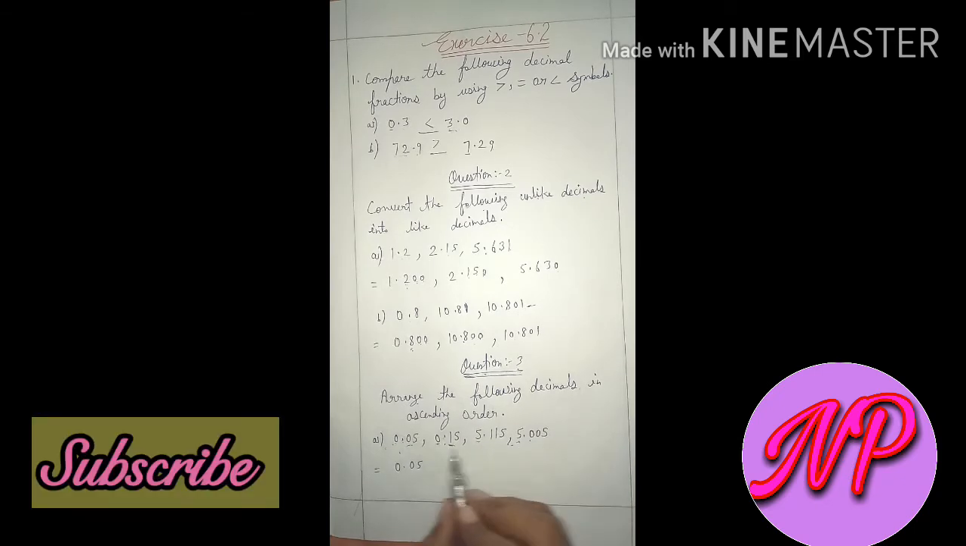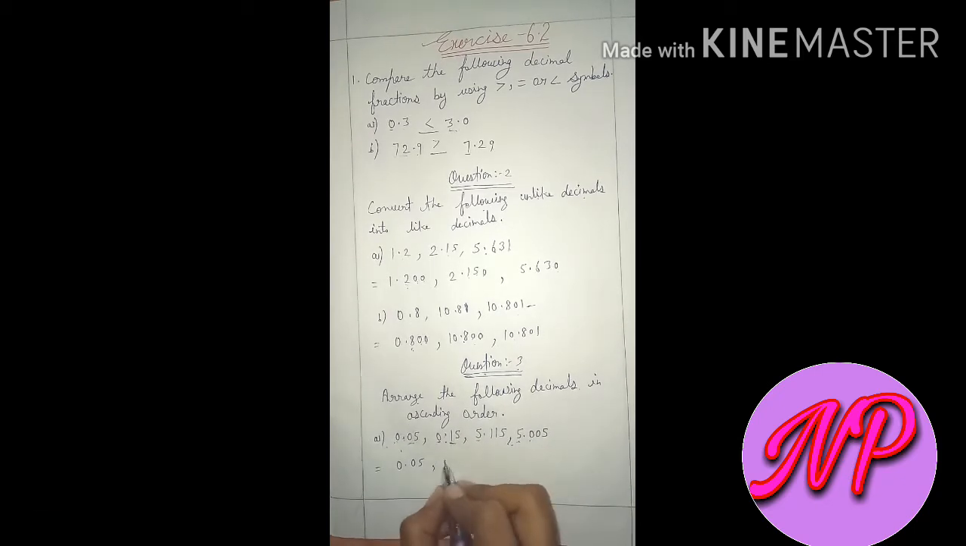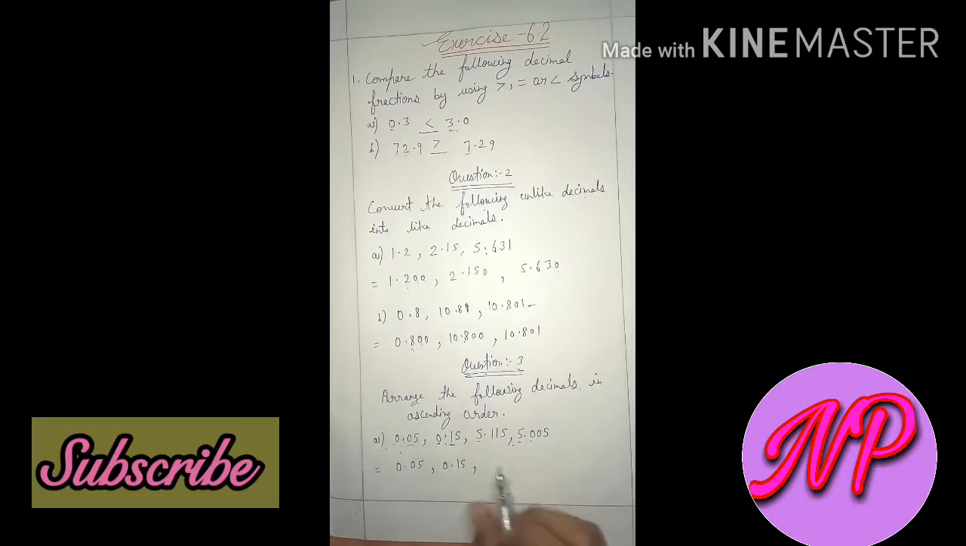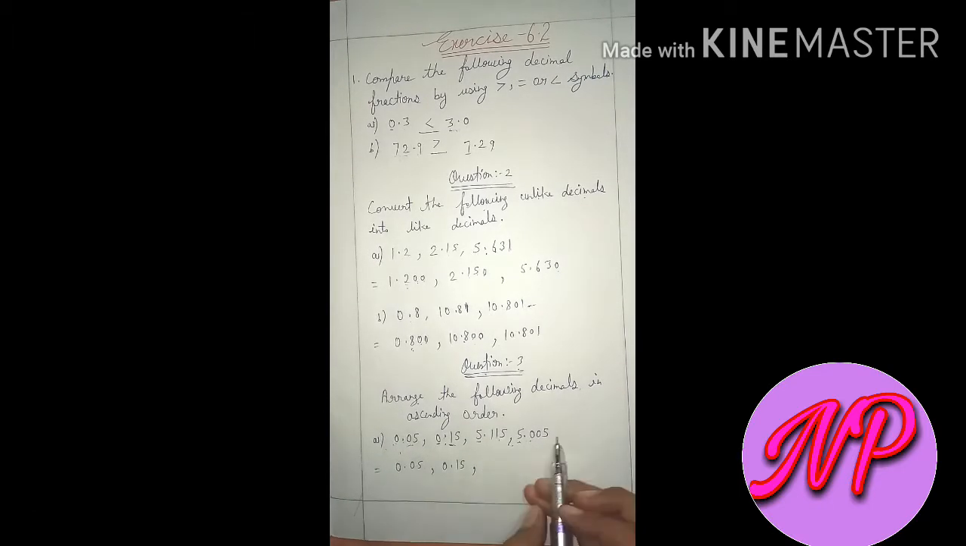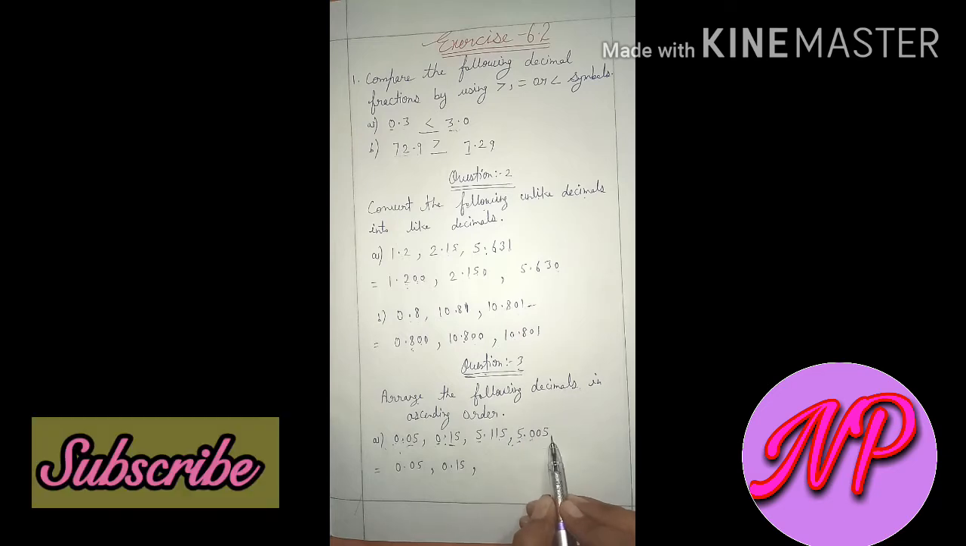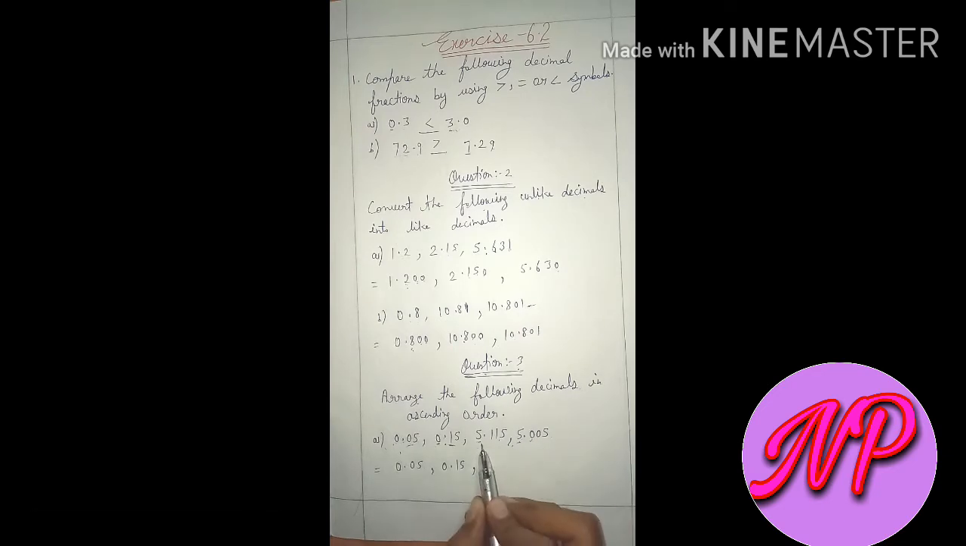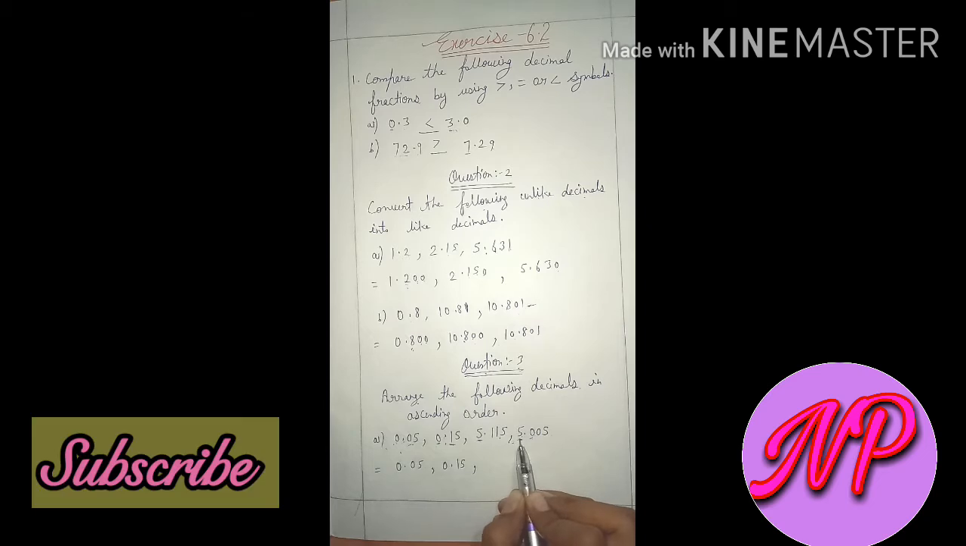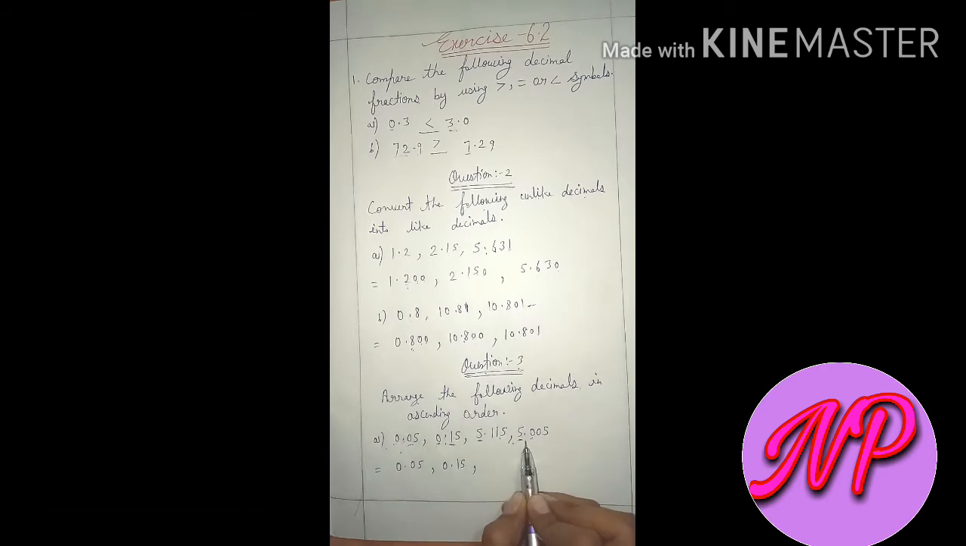Okay, so which one is smaller? This will be the smaller, 0.15. Now 5.155, and the second decimal is 5.005. Okay, we will check before the decimal. Here before the decimal the digits are same. Here the 5 and here is the 5, the digits are same.